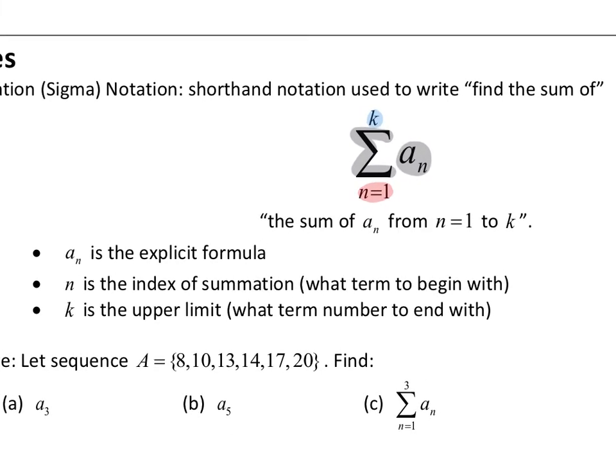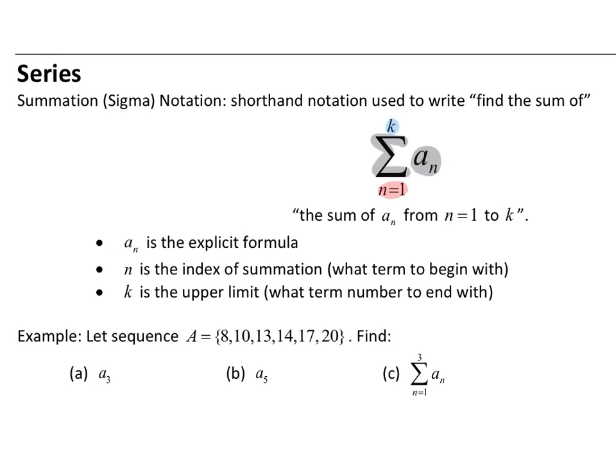So looking at sigma notation again, a sub n is the explicit formula that we're going to use for a sequence, not recursive, explicit. That's the one where you can plug and chug. The n is called the index of summation. The index tells you what term to begin with. It's not always going to be 1. Sometimes you're going to do a partial sum of not the beginning part of a sequence, but the middle part of a sequence. And k is called the upper limit, which is nice since it's on top of the sigma, but that's where you're going to stop counting and stop adding the numbers up.